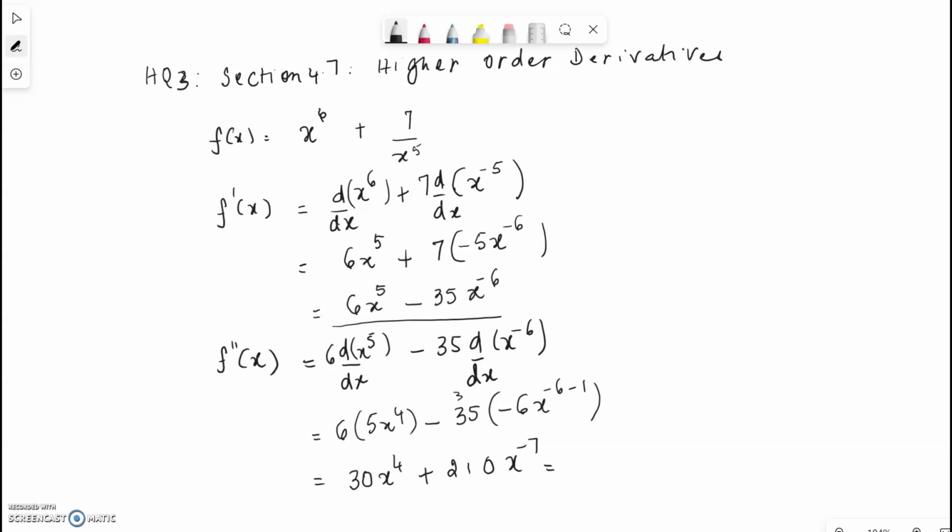So this is equal to 30x to the 4th. Now, since this is where we're going to stop, we will change the negative exponents to positive exponents by moving the expression down to the denominator.